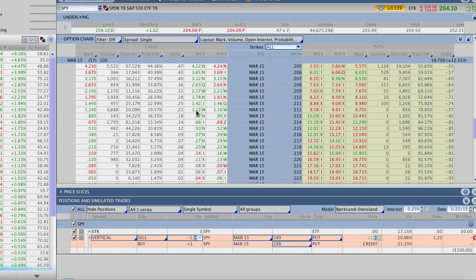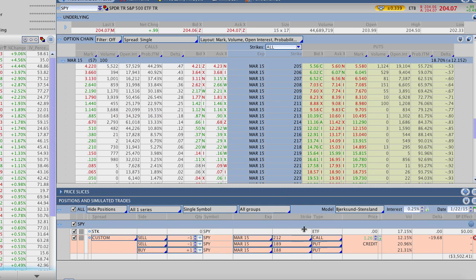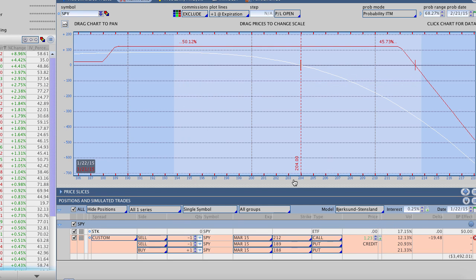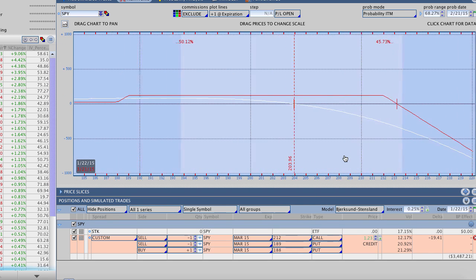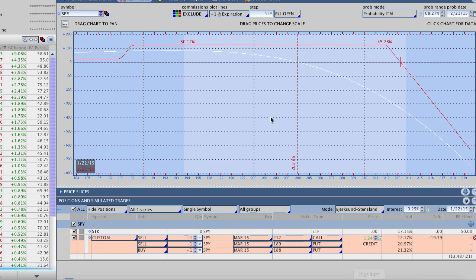So you can see these 212 options right here are trading for about 1.14. If I add this trade here, you can see the net credit that we receive is $1.26. So that's definitely over that $1 threshold. Now when we go to the risk profile, you can see this is what this strategy looks like. It's a little bit harder to see, so hopefully that makes sense.